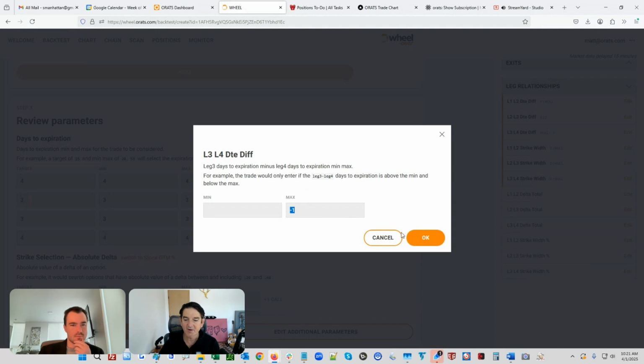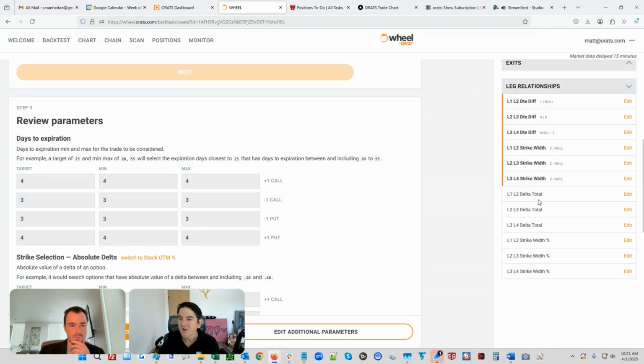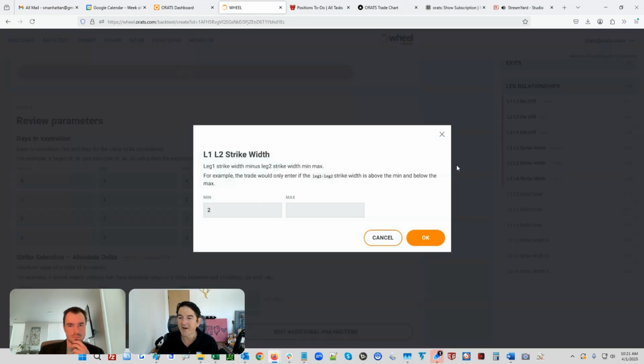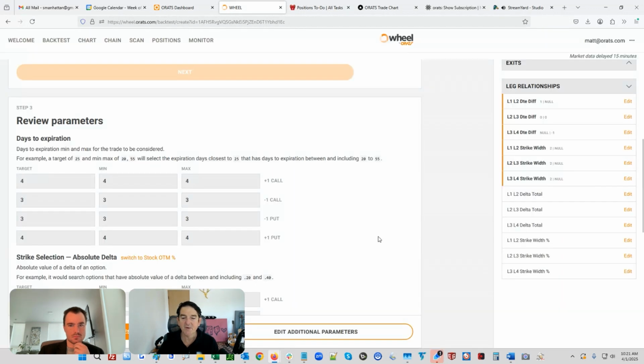Does that make sense so far, Tyler? Yeah. And then we could say, well, what about strikes? Well, we know we want the longer call to be farther out of the money, right? So that's going to be a higher strike, so that's going to be positive. So leg 1 minus leg 2 is going to have a minimum of 2 strike points more. Okay.